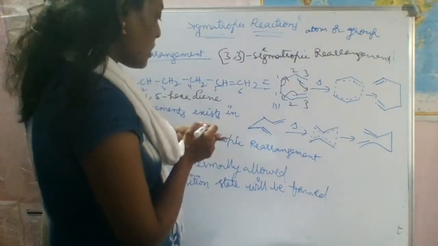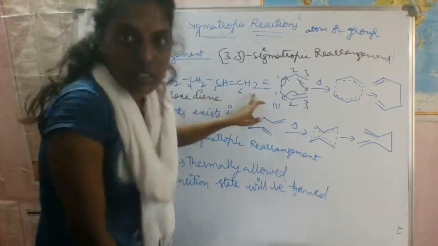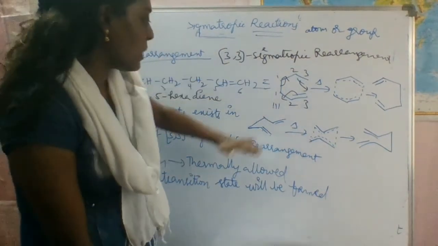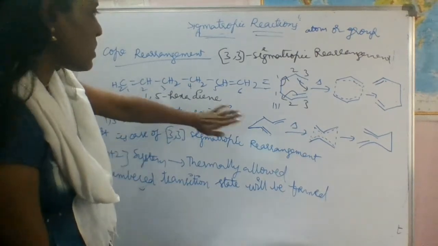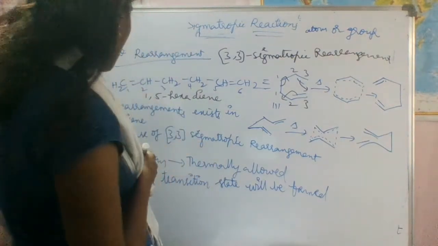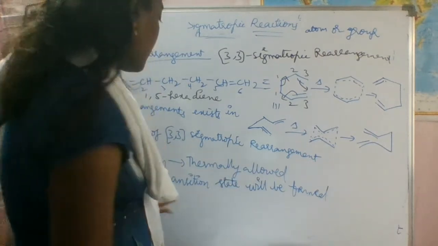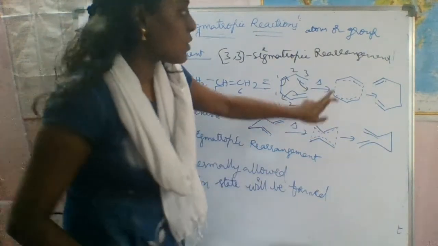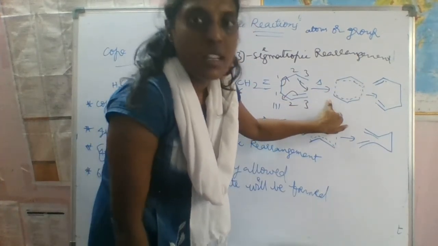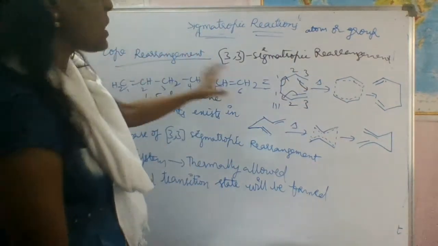This 3,3 sigmatropic rearrangement is called the Cope rearrangement. Cope rearrangement exists in 1,5 dienes, right? This is a 3,3 sigmatropic rearrangement, and this is a 4n plus 2 system. It is thermally allowed, and a 6-member transition state will be formed. If you see here, this is 1, 2, 3, 4, 5, 6, right? A 6-member transition state is there. So this is the Cope rearrangement.